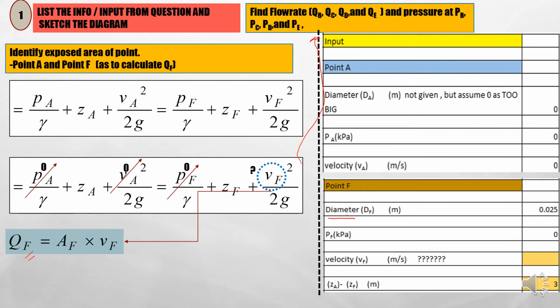In order to calculate the QF, you also need the information of AF here, so that you will be able to calculate the QF. However, we didn't manage yet to get the information required here. So let's take a look at the next slide. How can we relate the QF with the other Q which is needed by the equation here?